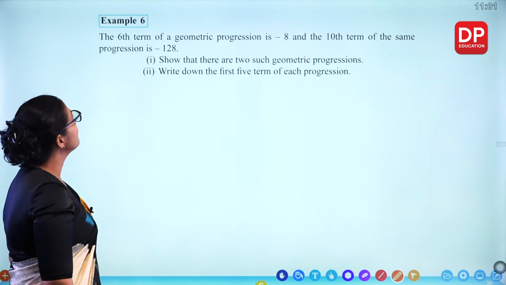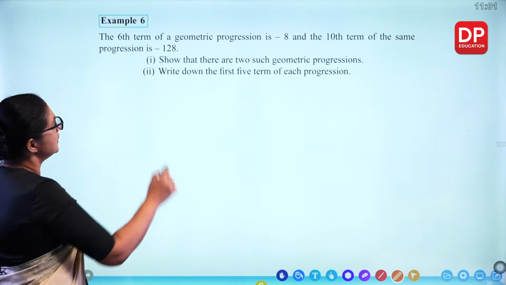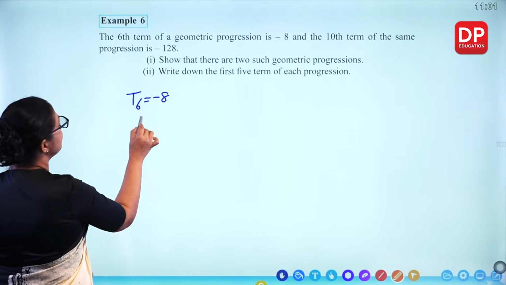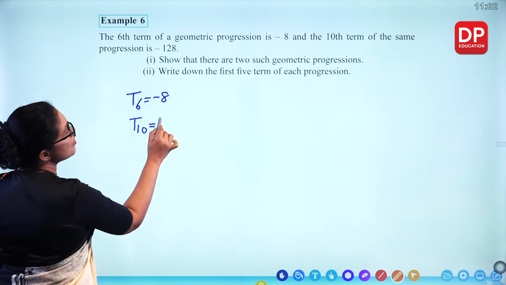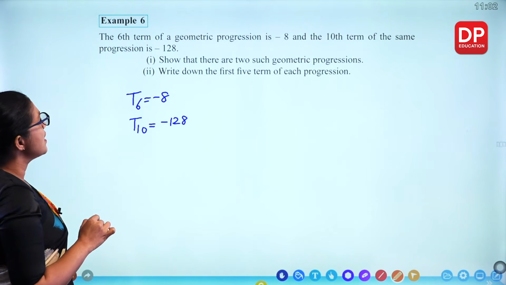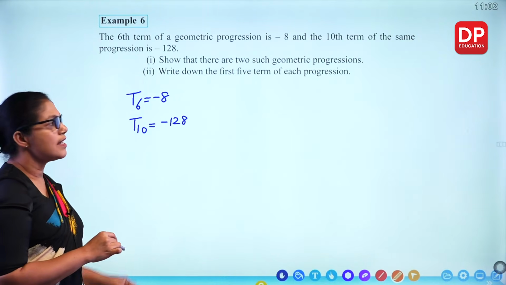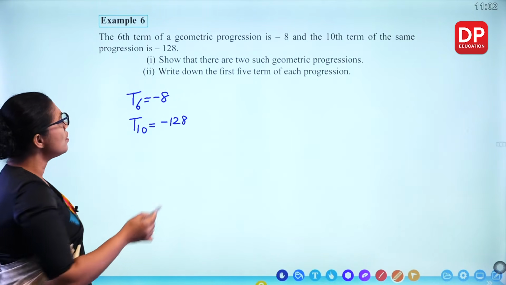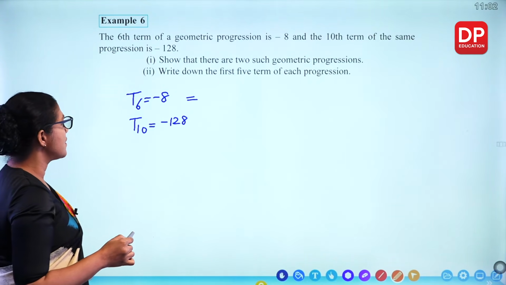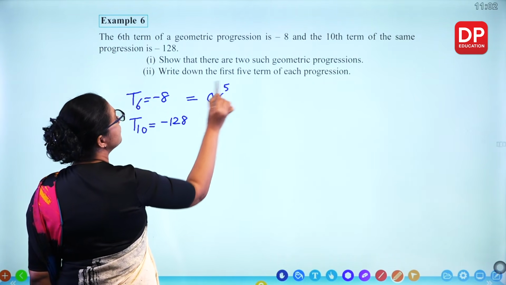Example number 6 says the sixth term of a geometric progression is minus 8. Sixth term, minus 8. And the 10th term, T10 is equal to minus 128. Show that there are two such geometric progressions. Write down the first 5 terms of each progression. So, like before, we can write down two equations and solve for A and R, first term and the common ratio. T6 is AR to the power 5.